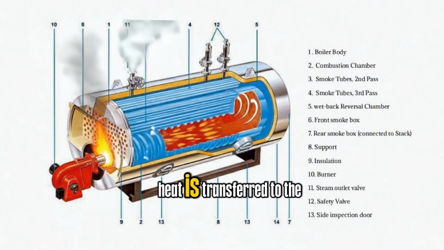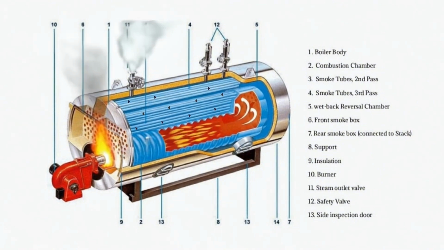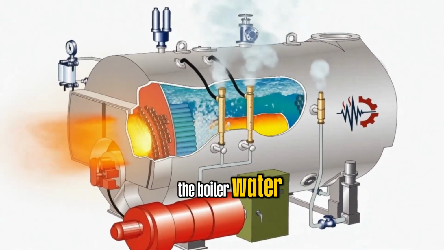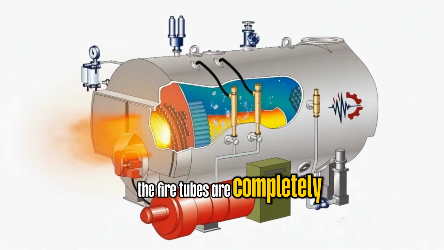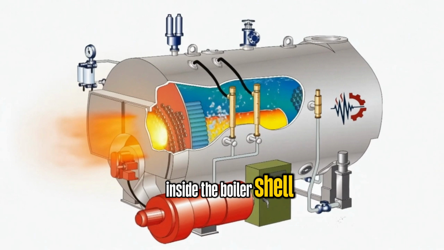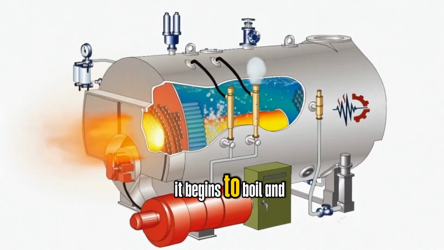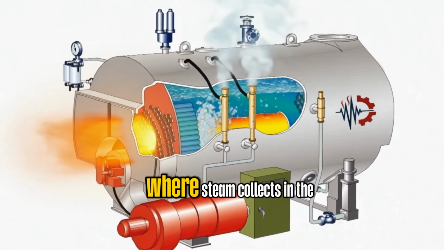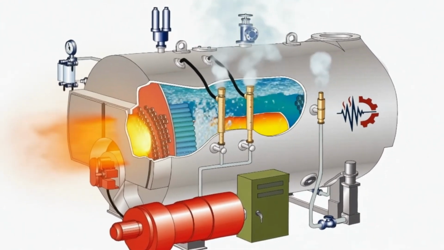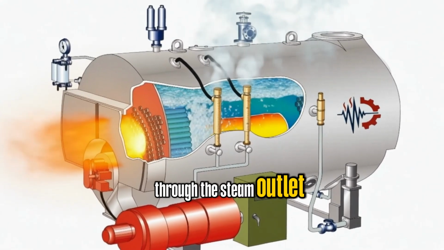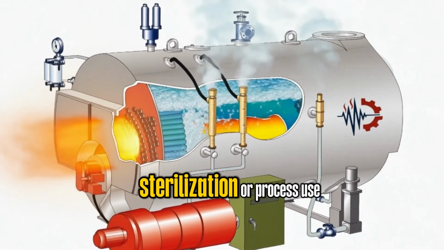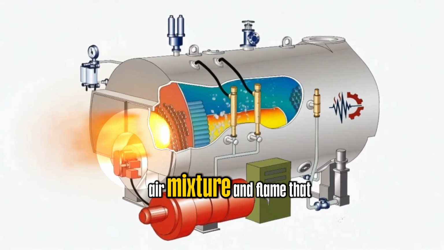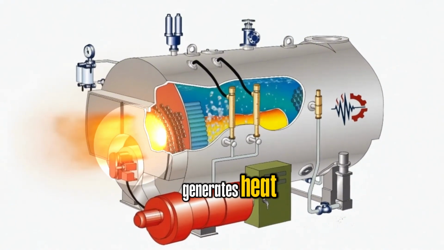During each pass, heat is transferred to the surrounding water. By the time the gases exit the final pass, much of the heat energy has been absorbed by the boiler water. The fire tubes are completely surrounded by water inside the boiler shell. As the water absorbs heat from the tubes, it begins to boil and form steam bubbles. These bubbles rise to the top of the shell where steam collects in the steam space. From there, the steam exits the boiler through the steam outlet and is delivered to the plant for heating, sterilization, or process use. The burner controls the fuel-air mixture and flame that generates heat.